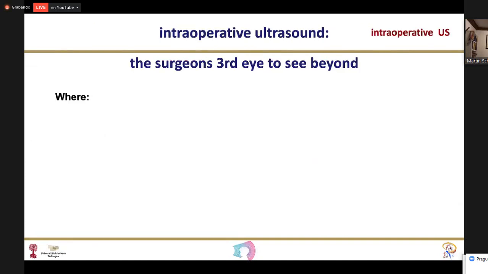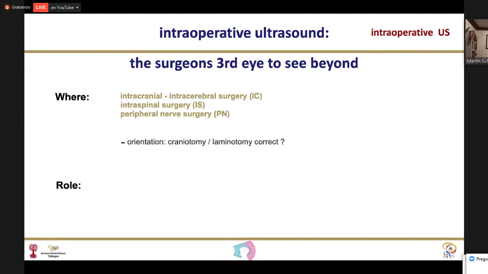So the ultrasound is the surgeon's third eye to see beyond. And as you all know from A Song of Ice and Fire, the three-eyed crow is the master of everything. So we need a third eye to see beyond in surgery. And in any kind of surgery you can use the ultrasound. The role of ultrasound in surgery is orientation. To check, is my craniotomy, or my laminectomy in a spine surgery, correct?